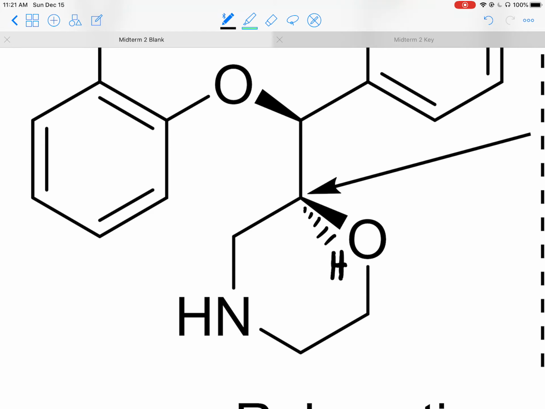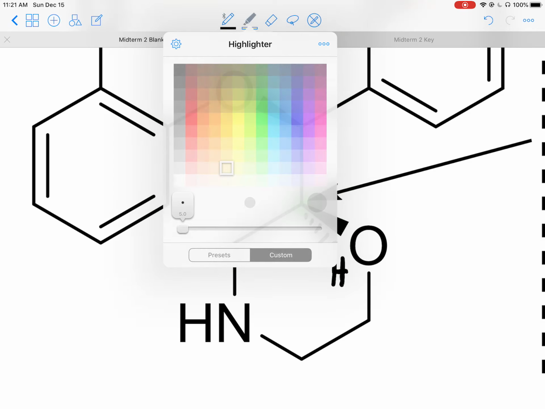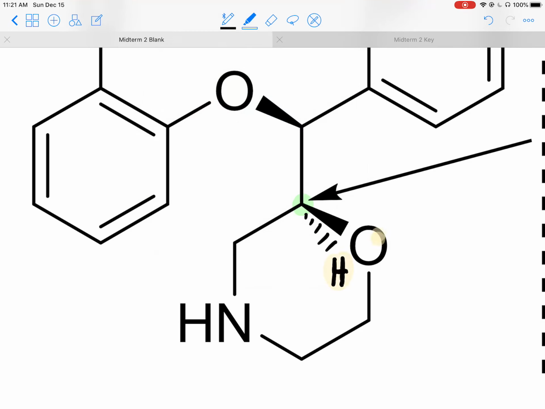And then what four things is this carbon connected to? It's connected to one hydrogen, right? That's what we just drew in. It's connected to an oxygen. It's connected to a carbon, which is connected to a nitrogen, and it's connected to a carbon, which is connected to an oxygen. So those are all four different groups. So we know that we can decide whether it is R or S. It is a stereocenter.